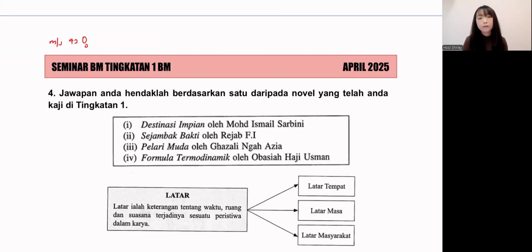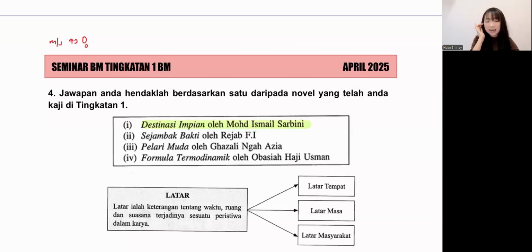So first of all, for the novel here, jawapan Anda hendaklah berdasarkan satu daripada novel yang telah Anda kaji di tingkatan 1. Novels are split into 4 different zones. That's the reason the novels you are reading for schools located in Selangor and KL will be different from schools located in Johor and Penang. That's why there will be 4 different novels. So for all the KL and Selangor schools, it is Destinasi Impian.